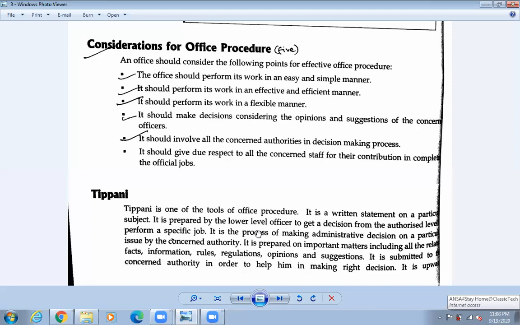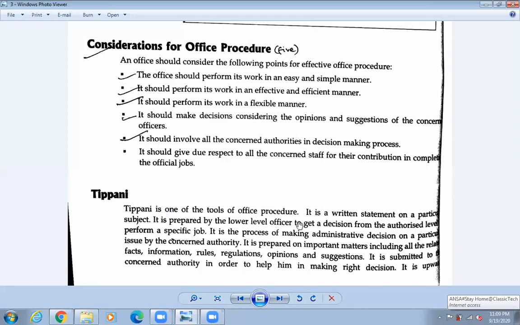So computer chahiyo. Okay, so we need a computer because our staff, they are well trained also. So if we have a computer, we can do our work very fast. Okay, yes. Okay, so if there is no, then no. We have so many staff, they can do it themselves. No, no will be the answer. So this is the tippani.